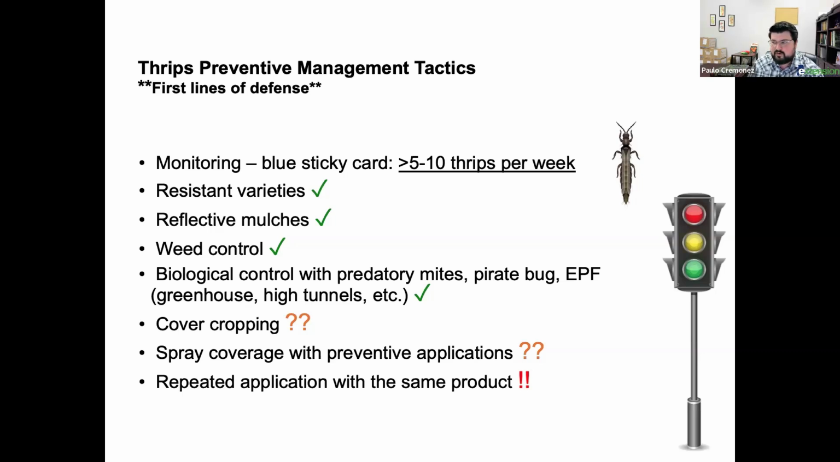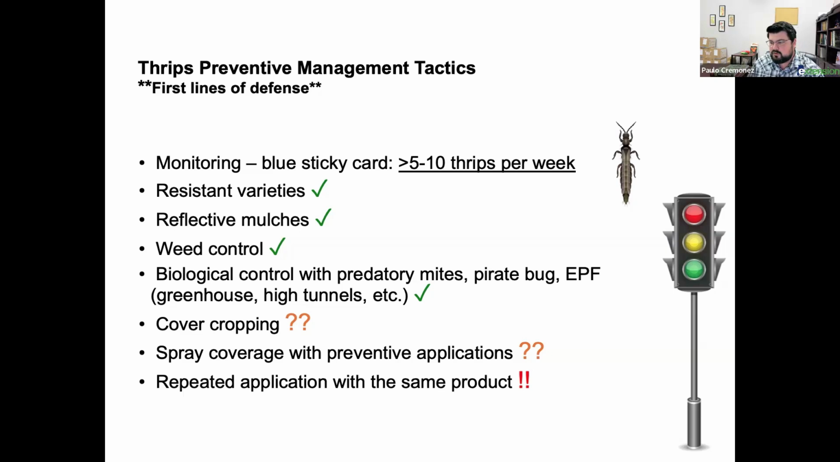Use resistant varieties, reflective mulches, do your weed control, and provide good conditions for predatory mites, pirate bugs, and entomopathogenic fungi, especially for greenhouses and nurseries. That's still the first line of defense. It's not because we had an outbreak that we'll need to relax on those. It's still very important. If we didn't have this in that situation, then we would have absolutely devastating losses for sure.